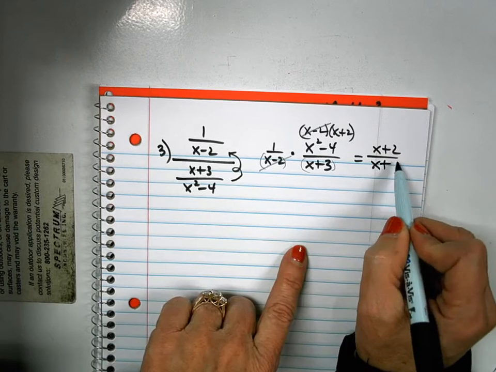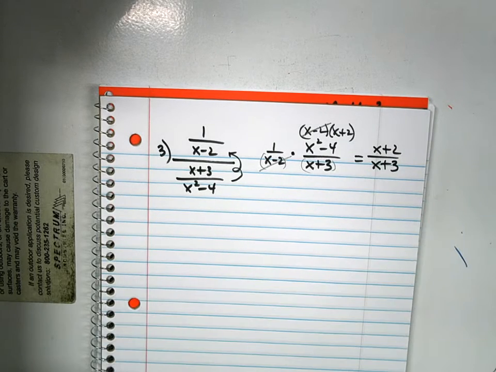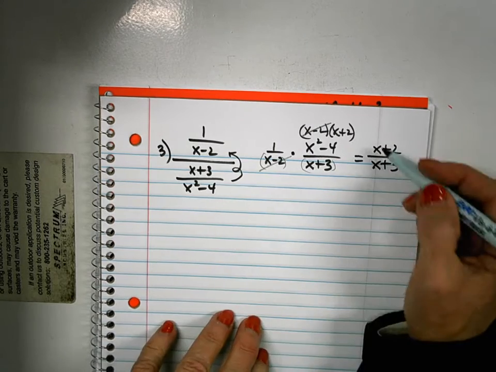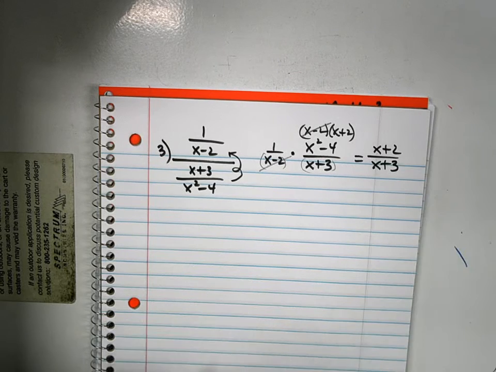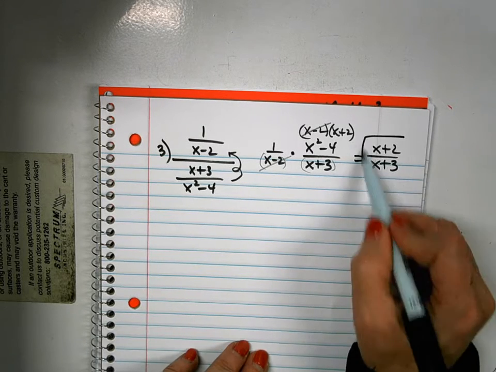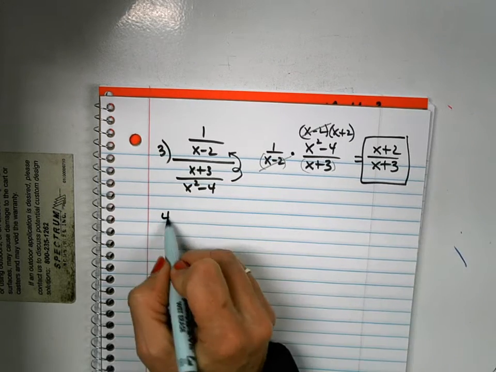Can I cancel those x's? No, you cannot. They are tied together with a 2 and a 3 by that plus sign. You have to cancel the whole thing. All right, last one.